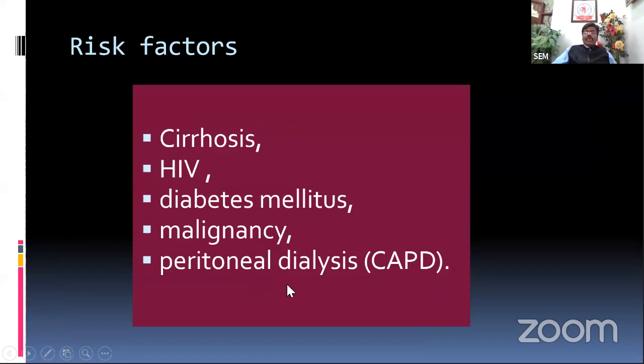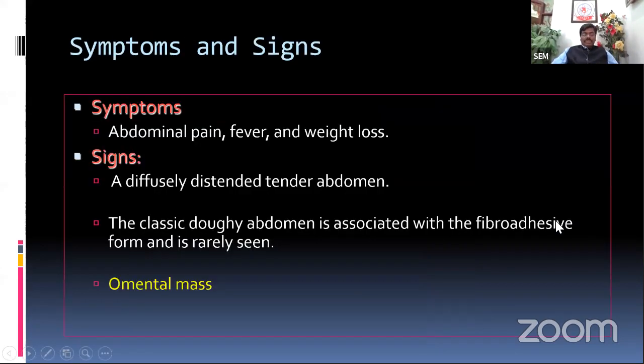These are the people prone to these types of tuberculous ascites: cirrhotic patients, HIV patients, very, very common, diabetic patients, or patients with an underlying malignancy with immune compromise, or patients with a chronic peritoneal dialysis catheter. They can also get tuberculosis. And they'll have all the classical presentation like pain, evening rise of temperature, and significant weight loss.